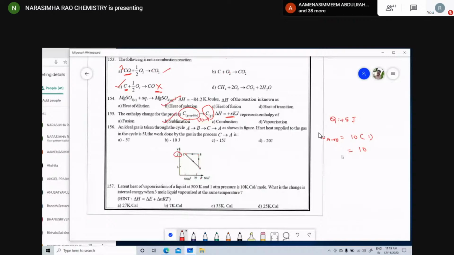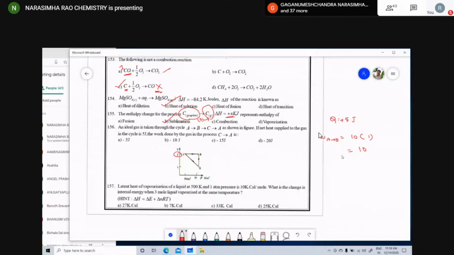Children, understand now? Yes, sir. But in the key it is given as 27 kilocalories, sir. No, 7 kilocalories is our answer. Yes, sir. Okay, I solved this problem. 10 kilocalories per mole, but the question is asking for 3 moles. So 3 into 10 is 30, minus 3. Yes, I made a mistake.